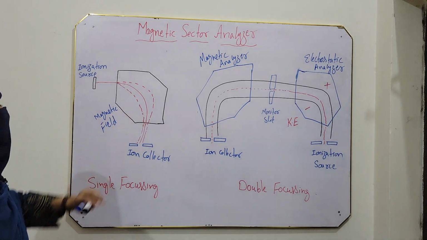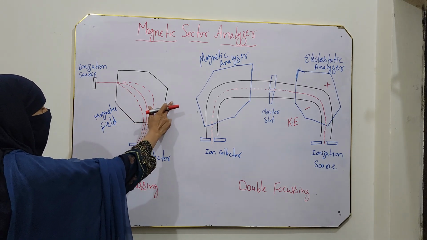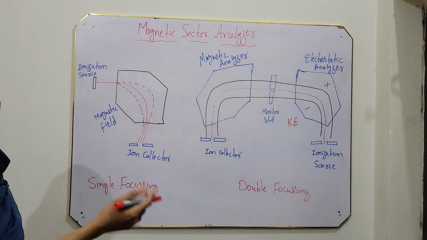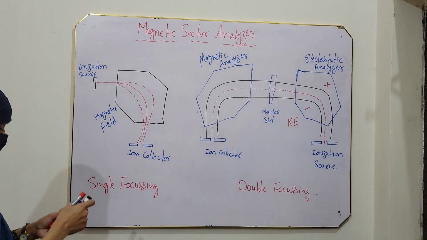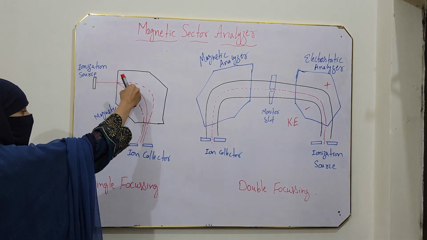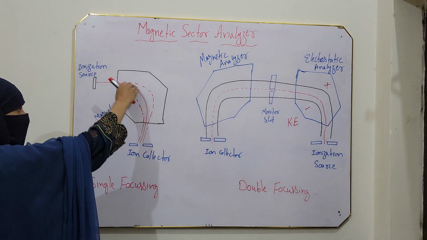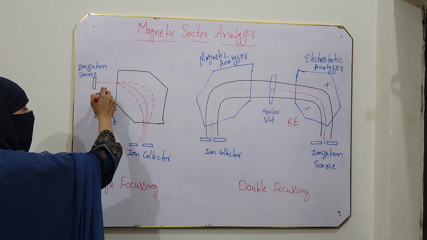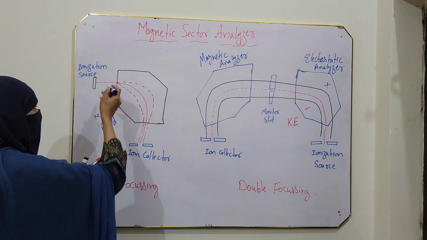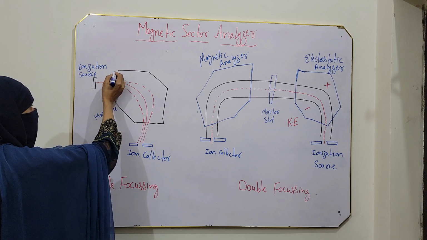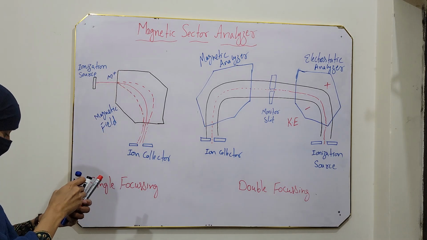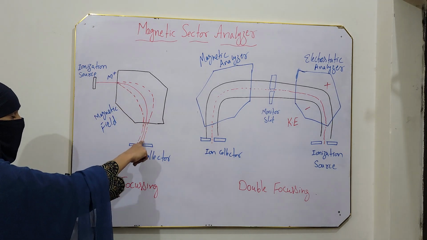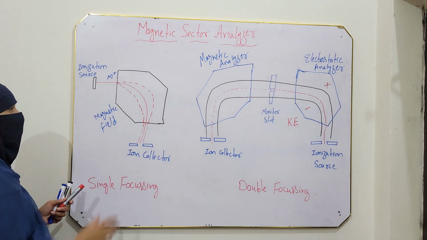Now inside the analyzer, we have applied a magnetic field. The magnetic field interacts with the ions and deflects them in a radial path, meaning these ions move in a circular path. So the magnetic field moves our sample, which is present in ionic form, and deflects it in a circular path. The ions move in this circular path and finally they are collected.